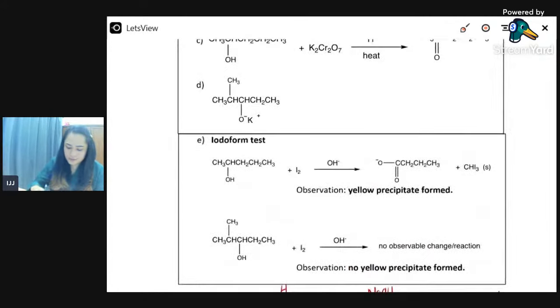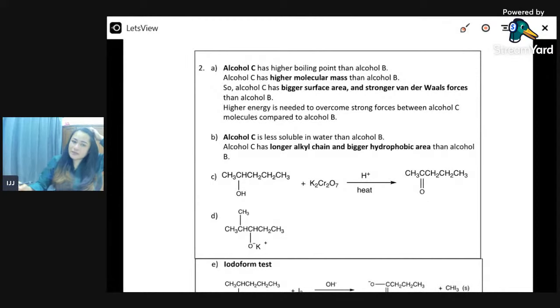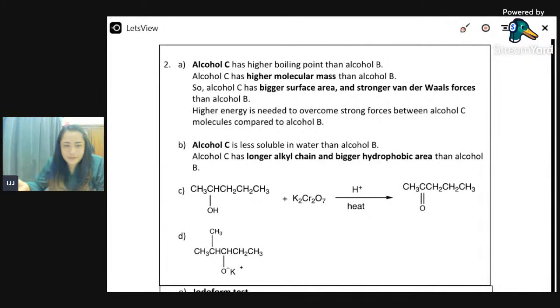Okay, so madam bagi kamu sedikit tengok dia punya. Siapa boleh screenshot? Okay, so these are the schema, answer scheme for the next. Oh, I think I moved too slow. Takut tidak masak. So alcohol C has higher boiling point. Okay, why? Because it has higher molecular mass. Okay, alcohol C has bigger surface area. Okay, first kamu tengok first cara jawab tu dia bagi tahu dulu. Alcohol C have higher. And then you explain why. Why? Because it has higher molecular mass. Why? Bigger surface area. So stronger van der Waals forces.